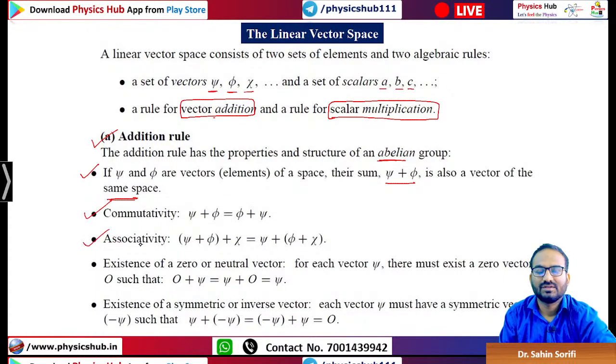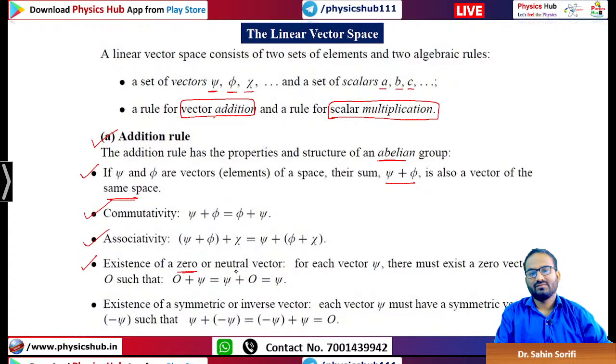Associativity: psi plus (phi plus chi), you can see a bracket is here. So this bracket can be transferred, equals (psi plus phi) plus chi. So this property is known as the associativity. Now this is very important: existence of a zero or a neutral vector.